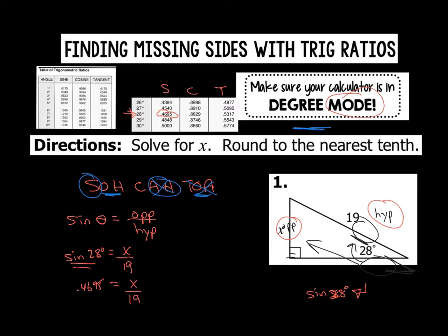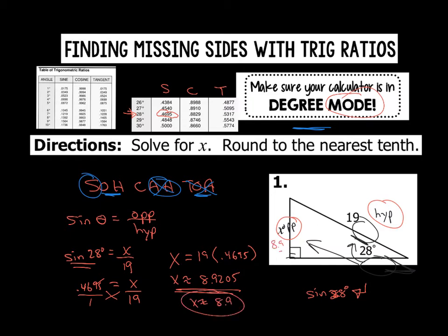And now I have a proportion. Technically, this is over 1. We cross multiply, and we get x is equal to 19 times 0.4695. So x is going to be equal to, and what is 19 times 0.4695? That's going to give us approximately 8.9205, or x is approximately 8.9. Good enough. So this is 8.9.